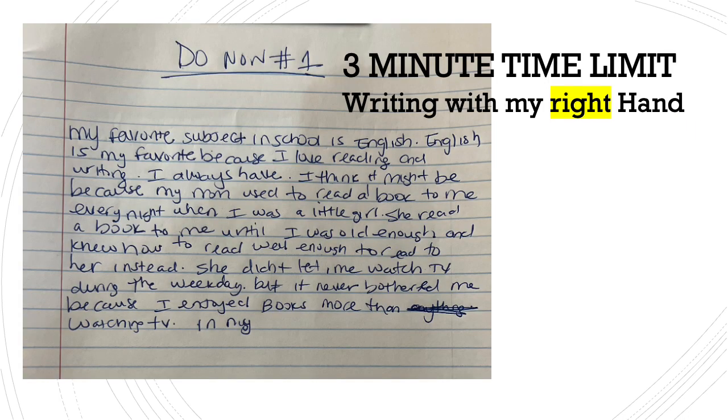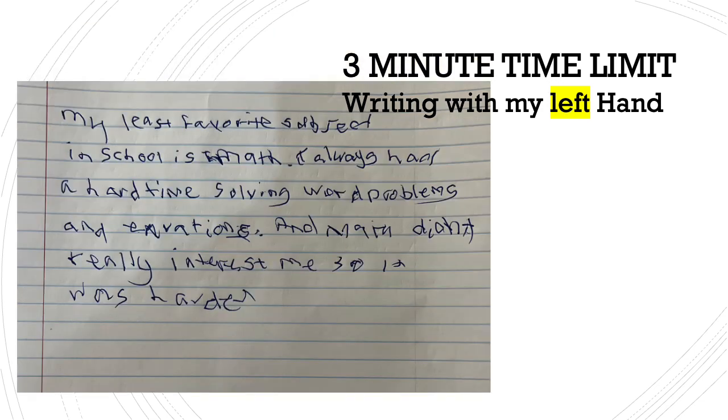For the purposes of this experiment, I set a timer on my phone for 3 minutes before I began answering the question for Do Now Option 1 about my favorite subject. I've always written with my right hand and I am in no way ambidextrous. After 3 minutes, this is what I managed to complete before the time ran out. This is the end result of an attempt to answer Do Now Option 2 using my non-dominant hand, which is my left hand.